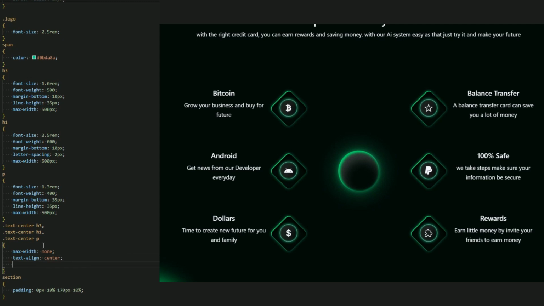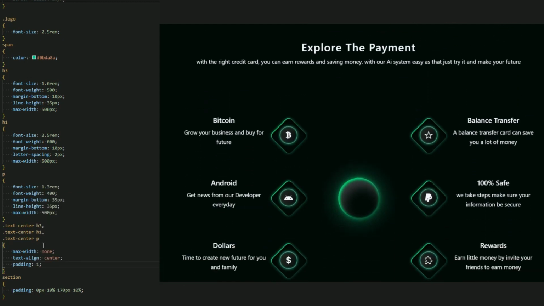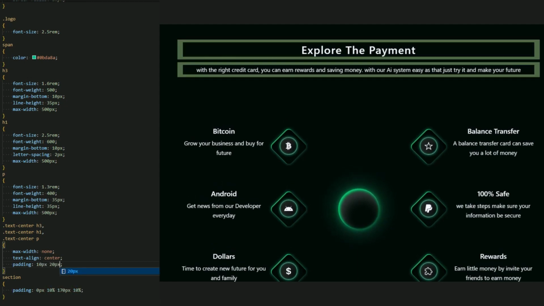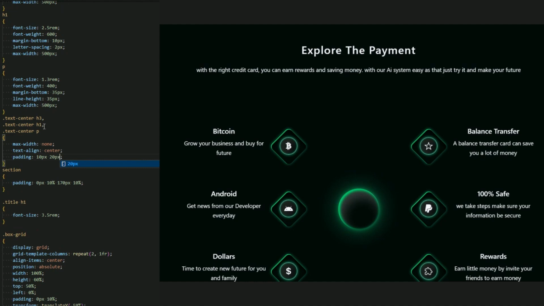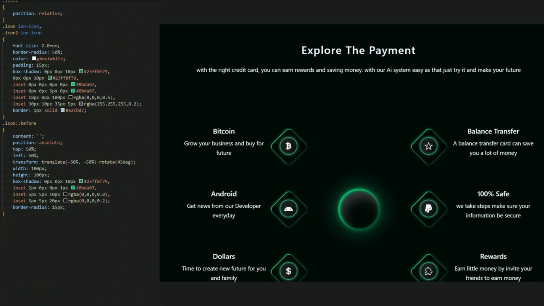Now this is a text align center, and let me add a padding. Yes, let me add the padding a little for the top and the left. Top be 10 pixel for the top and bottom, and 20 pixel for the left and the right. There we go. This is a text center, we just add the max width to be none instead of this max width 500 pixel. Here we go. Now I think the problem is solved.